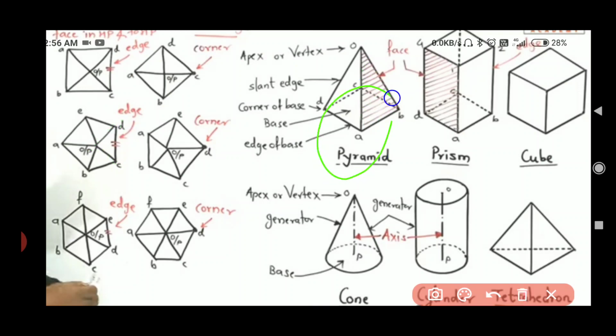This is a square prism. If, for example, this is a pentagonal pyramid, then this face of the pentagonal pyramid with this edge is inclined with HP or VP, then you have to draw in this way. You have to place the figure in such a manner. And if they say this line, this slant edge, this is called a slant edge, then you have to place this figure in such a way.